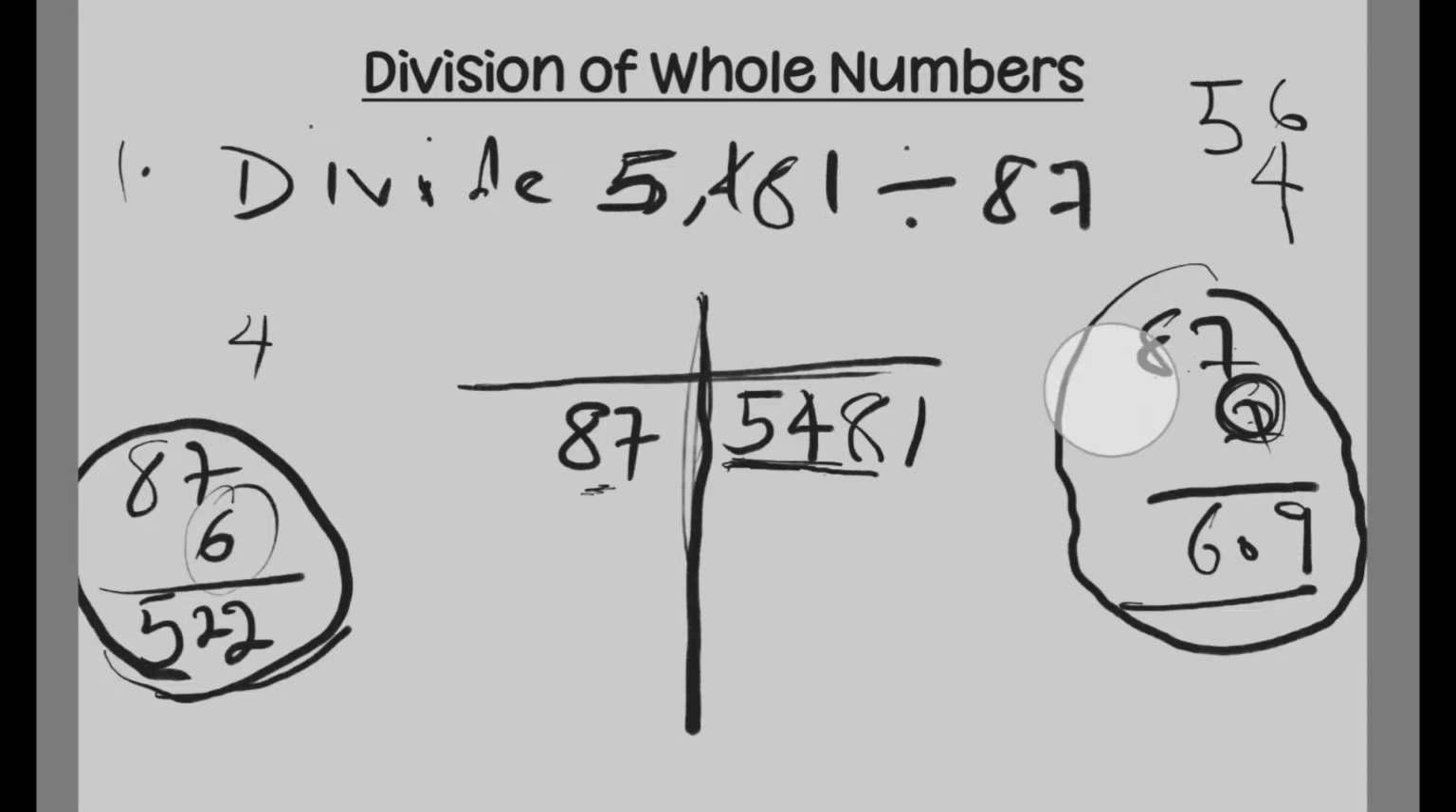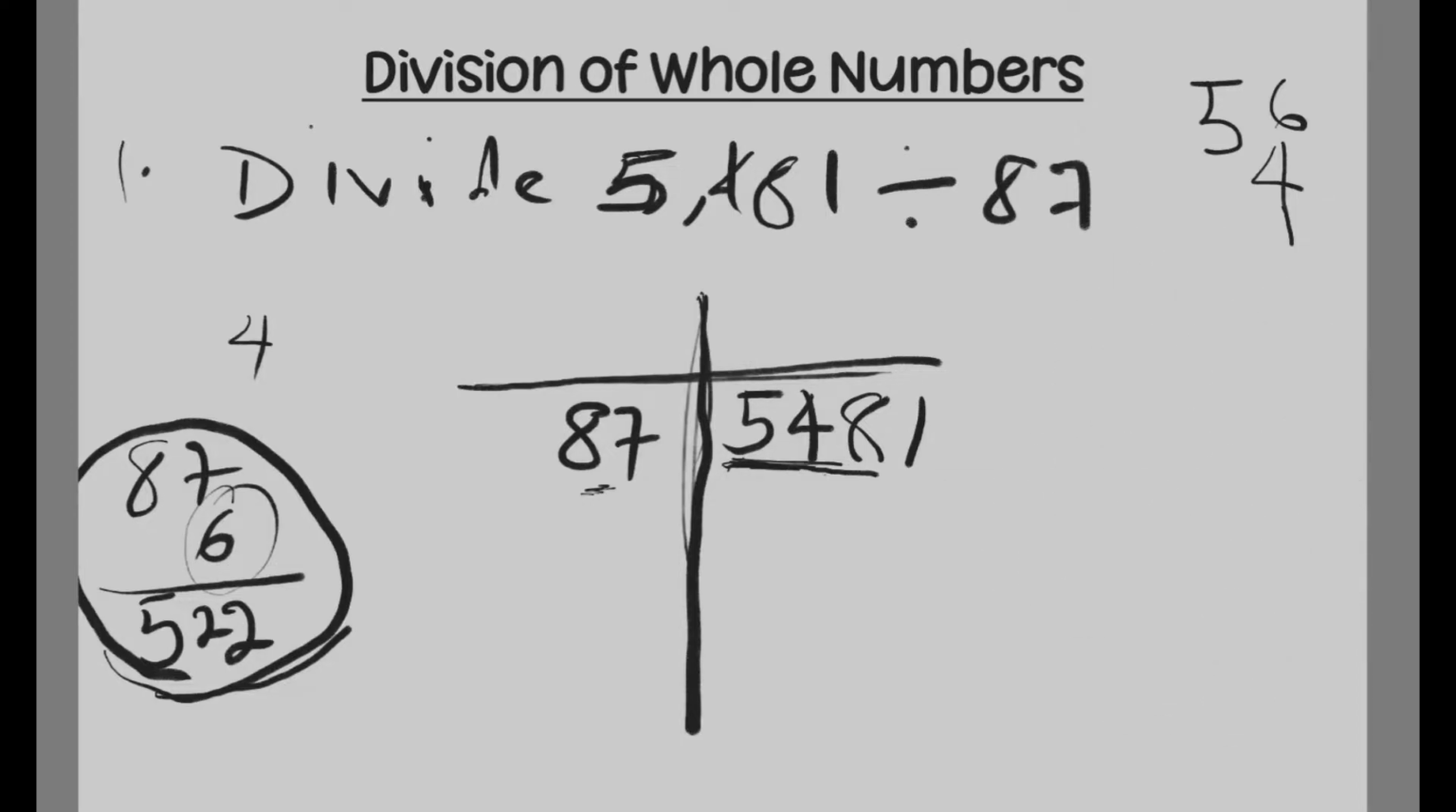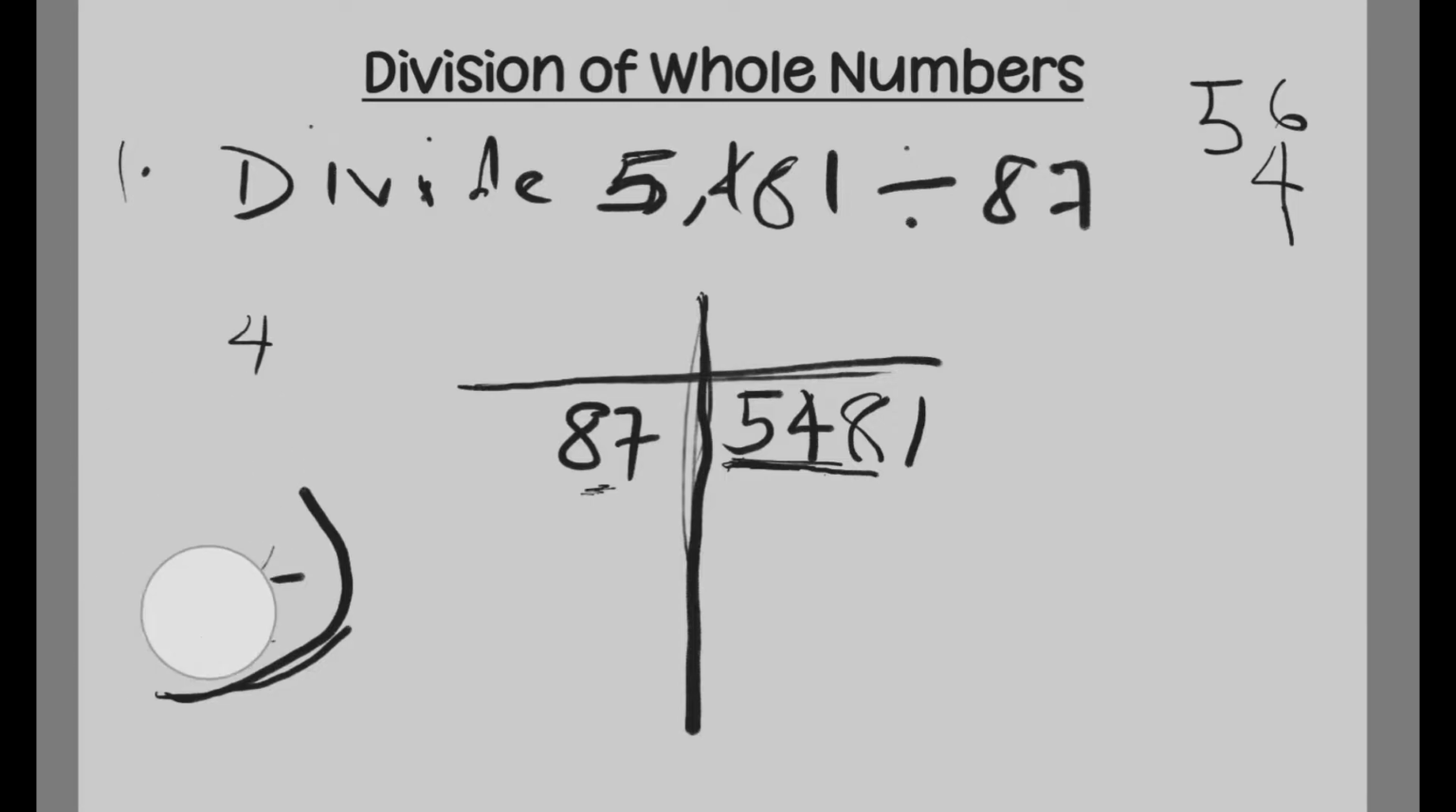So now what that tells me when I'm doing this, and as soon as you keep doing this, once you practice often, it's going to be easier. So what I'm going to do is I'm going to write 6 right here. I'm going to write my 6 right here. So 87 times 6 is 522.